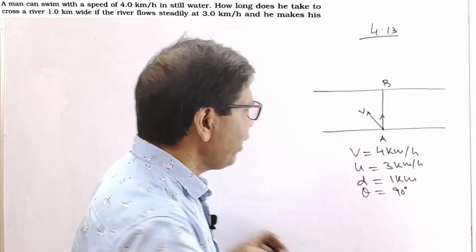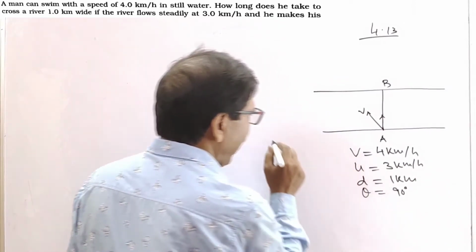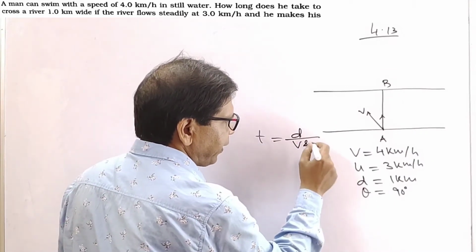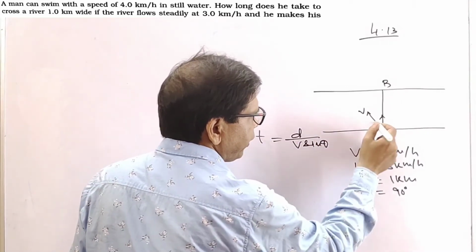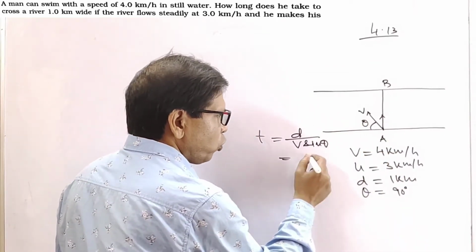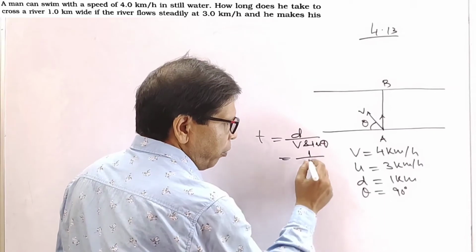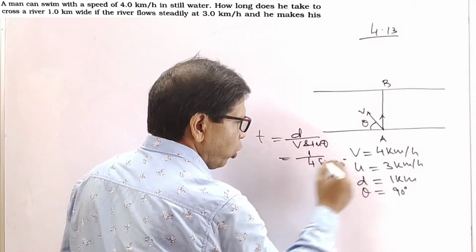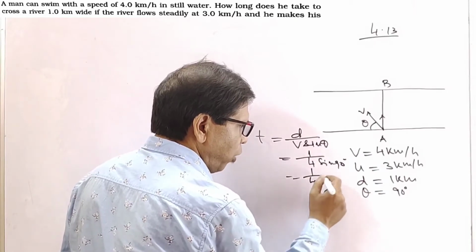So look at this, time to cross the river t equals d by v sin theta, where theta is the angle. Now here theta equals 90 degrees, so t is 1 by v, which is 4, into sin 90 degrees. So this is 1 by 4 hour.